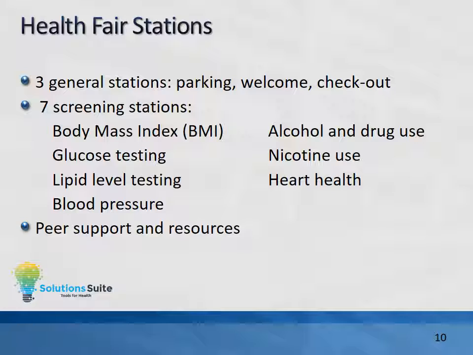Another important station offered peer support for understanding screening results and planning for next steps. For the remainder of this webinar, I'll walk you through the different sections of our health fair manual to illustrate how you can use it to plan your own event.